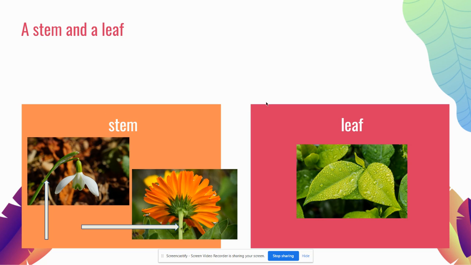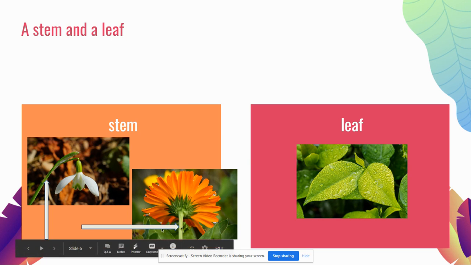Now, here you have two different pictures. One is a stem and the other one is a leaf. You already know what a leaf looks like. Now, this is a stem. Este es el tallo, the stem, right? So you have the arrow pointing to the stem, and you have another arrow pointing to another stem.